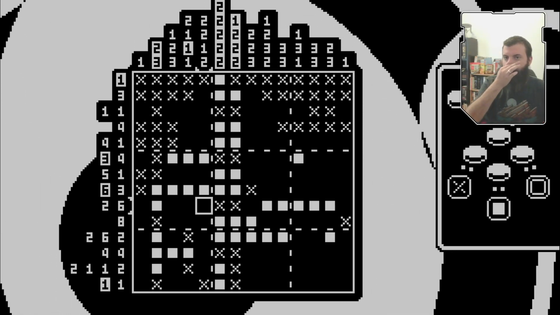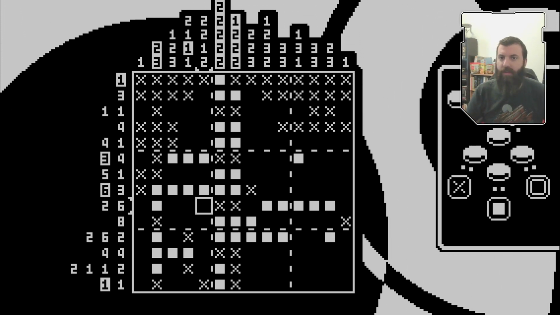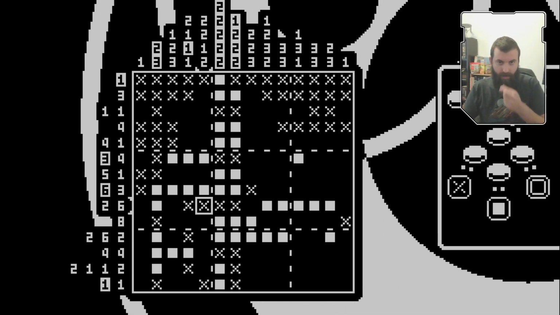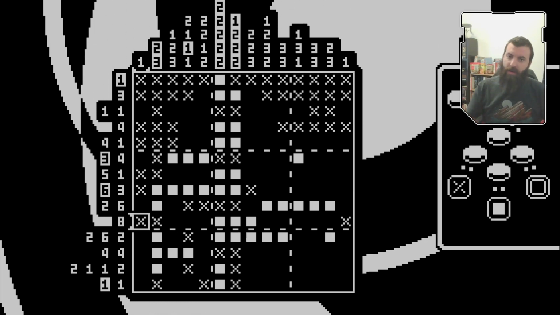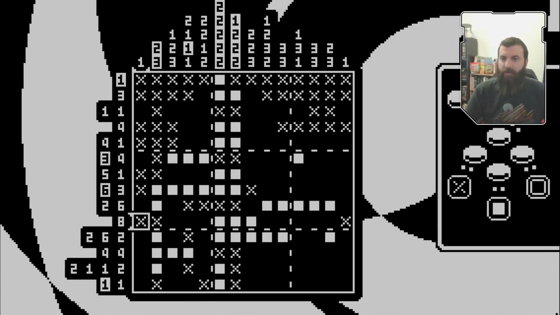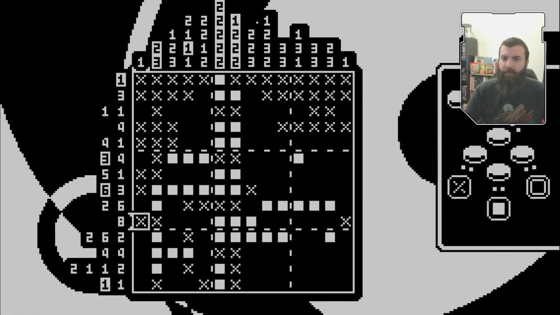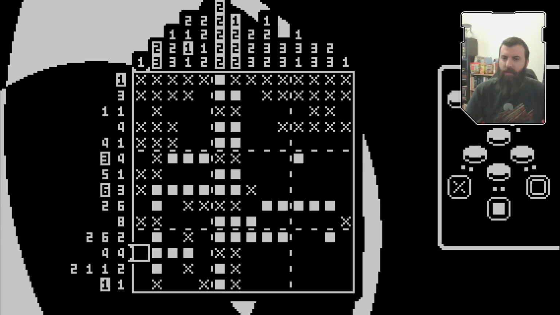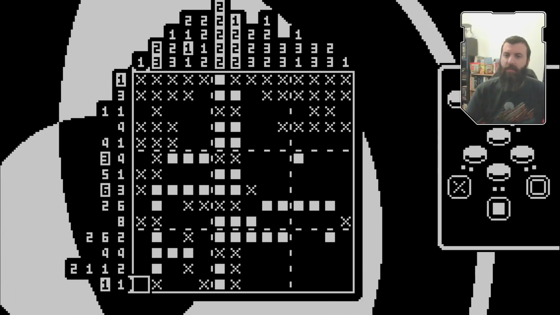We've also got this horizontal 2, 6. Well, with that pixel filled in, we know that the 2 can't reach over to here. We know that we can't fit an 8 over to this space. Doesn't help us. Doesn't help us. That doesn't help us. Right.